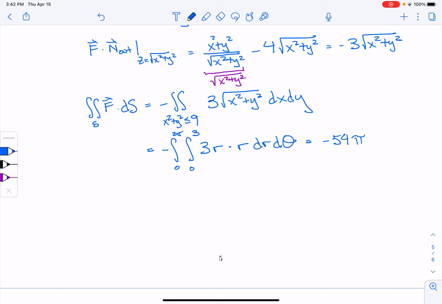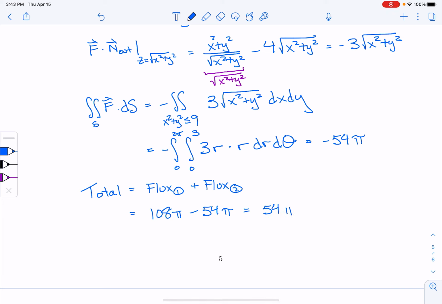Okay, so if we want to look at the total flux outside of the closed cone, the total is going to be the flux through the first surface plus the flux through the second surface. So that's going to be 108 pi coming out of the top, but then negative 54 pi going through the surface of that cone. And so the total flux is going to be 54 pi.